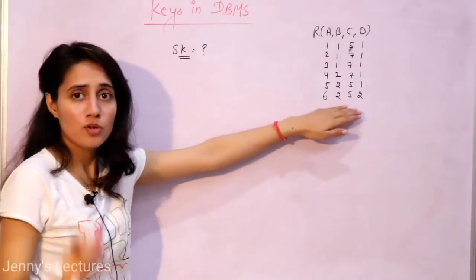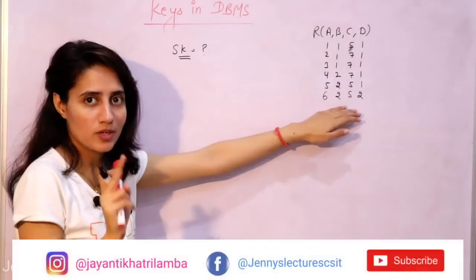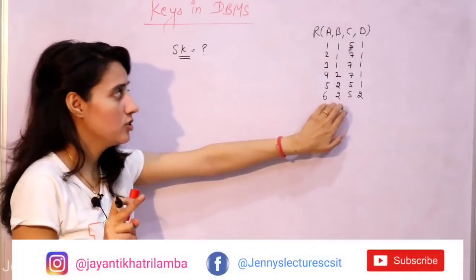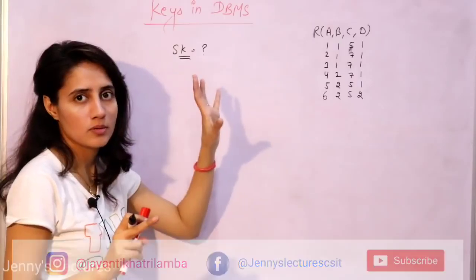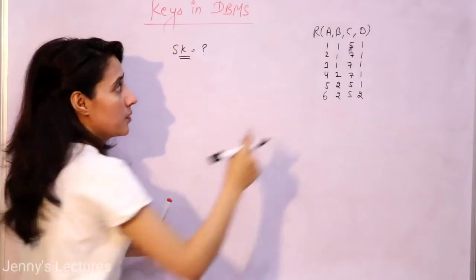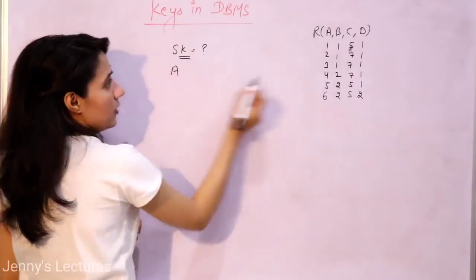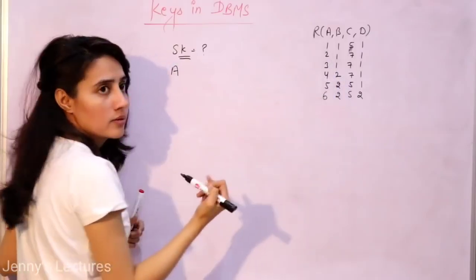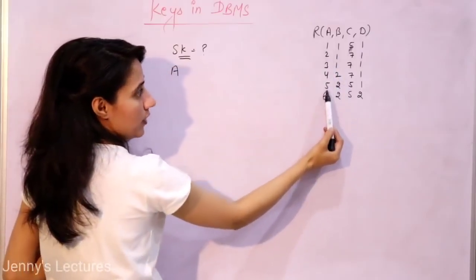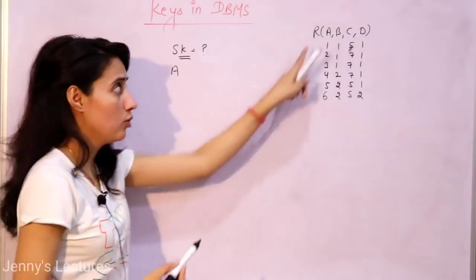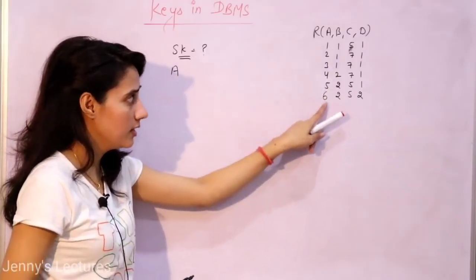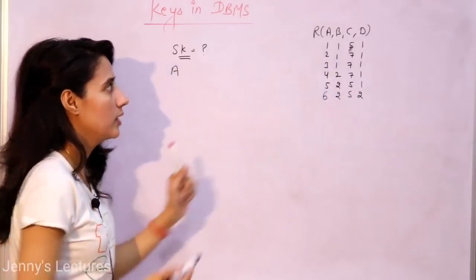In this relation, I am not asking maximum super keys possible. I am asking in this relation super keys possible. And which are those super keys? See, I guess you can easily identify A is a super key because 1, 2, 3, 4, 5 the values are not repeated. Using A, I can easily uniquely identify each record, right?